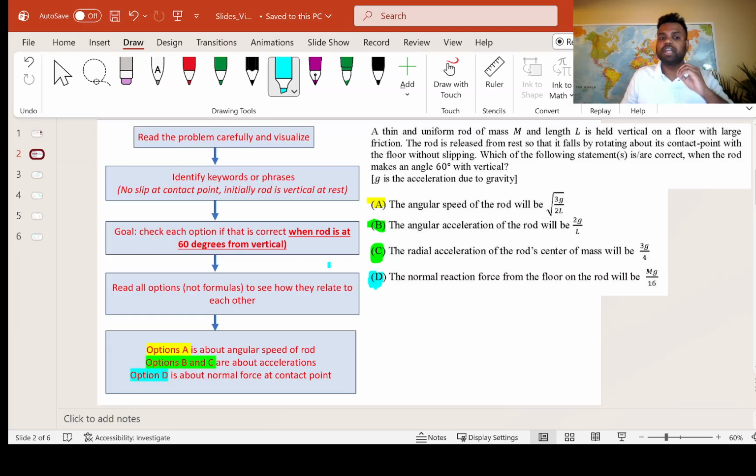Before you start solving it, have an overview of the options to see if they are related in some way. Option A is about angular speed of the rod. Option B and C, they are about acceleration. Option D is about normal force at contact point.